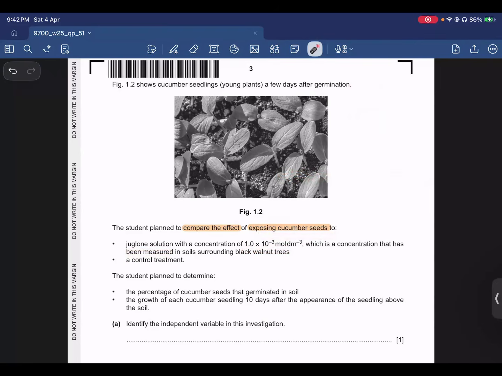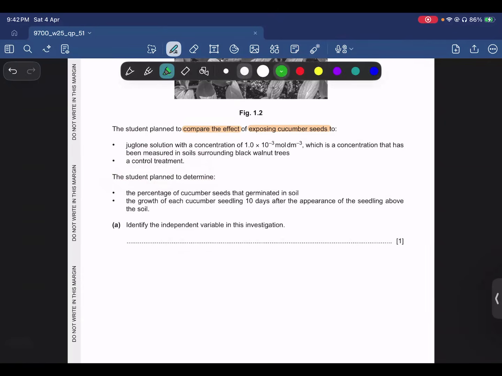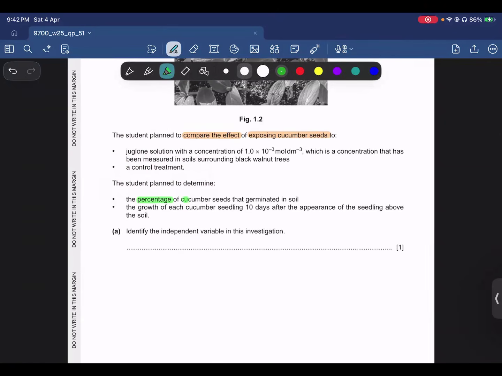That's experiment 1. और एक्सपेरिमेंट 2 उन्होंने क्या किया, एक कंट्रोल एक्सपेरिमेंट किया. Will this 100% gonna be a question related to this later on. A control treatment, इसको हम बाद में देखते हैं. फिर स्टूडेंट ने प्लान किया कि हम डिटरमाइन करेंगे कितना परसेंटेज ऑफ क्यूकम्बर सीड्स ऐसी थी जिन्होंने जर्मिनेशन की सक्सेसफुली. And then जितने सीड्स ने जर्मिनेट किया, उसमें से हर सीडलिंग की ग्रोथ कितनी थी 10 days after the appearance of the seedling above the soil.